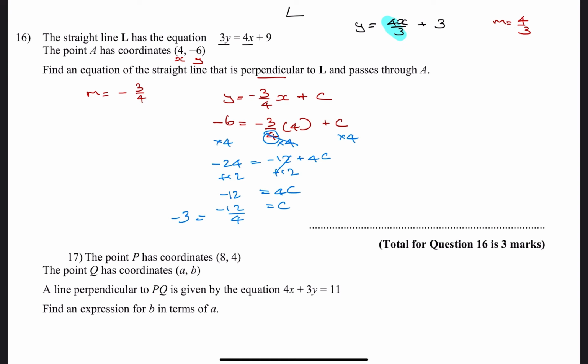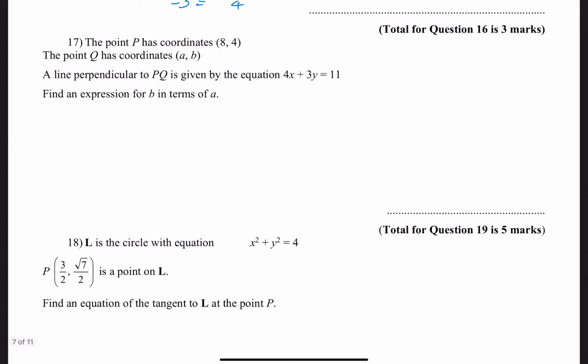So what is my equation of the line? y equals minus 3 over 4 x. What's the plus c? Minus 3. That's the equation of the line that you're looking for. Very simple. Moving on.